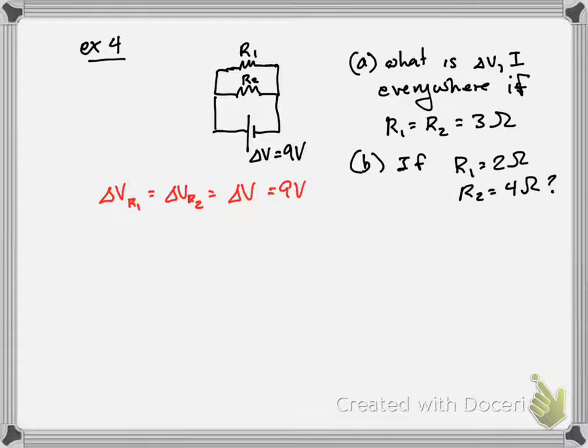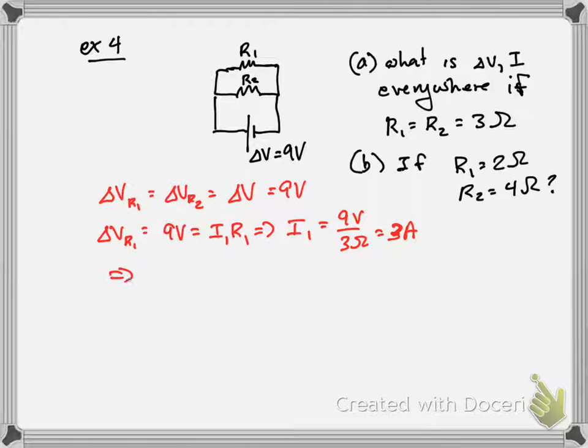And then if we know the potential difference across R1 is 9 volts, that is equal to the current through R1 times R1. So therefore, the current through R1 is 9 volts over 3 ohms, which is 3 amps. And by symmetry, the current through R2 is also 3 amps. It's the same resistance, in the same position, so it's got the same current. That's A. What about B?